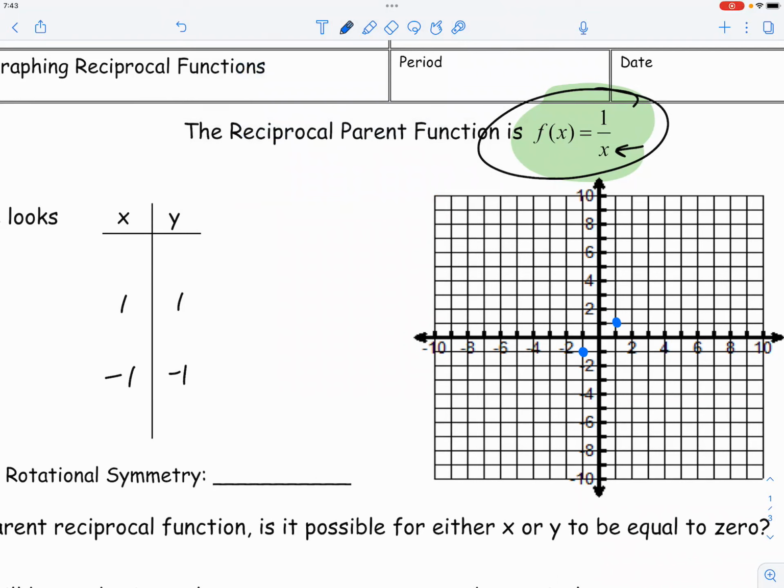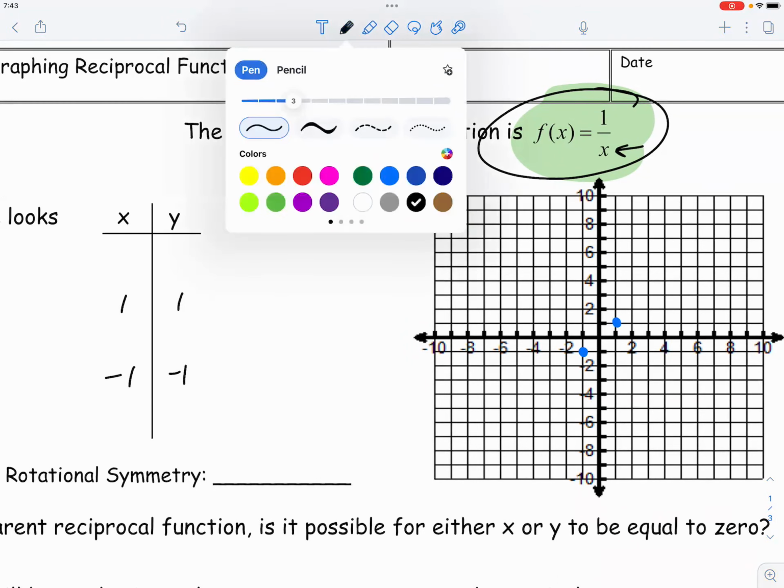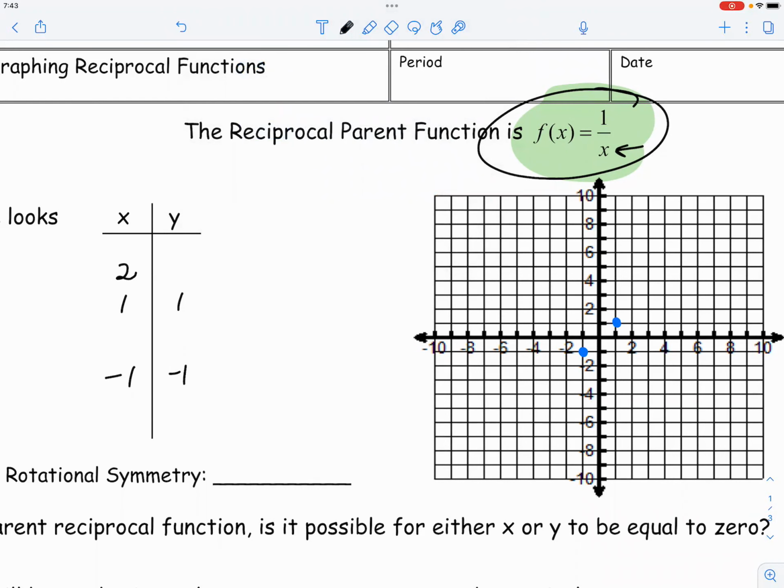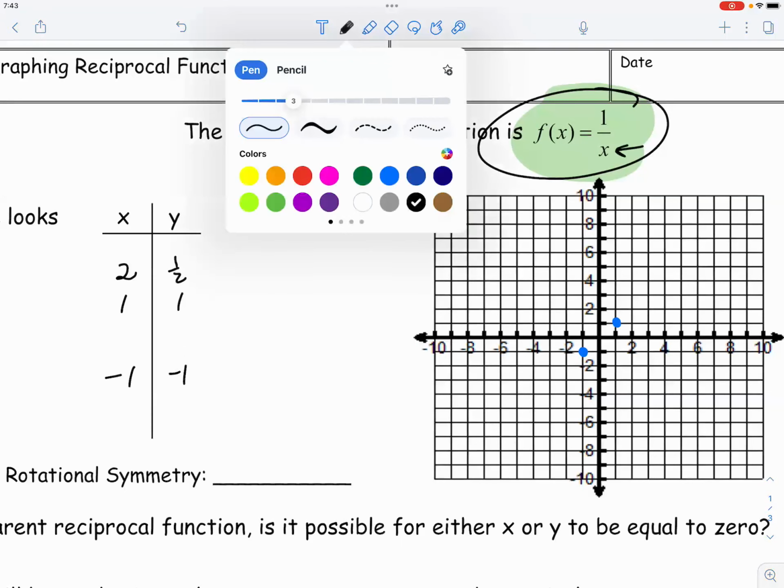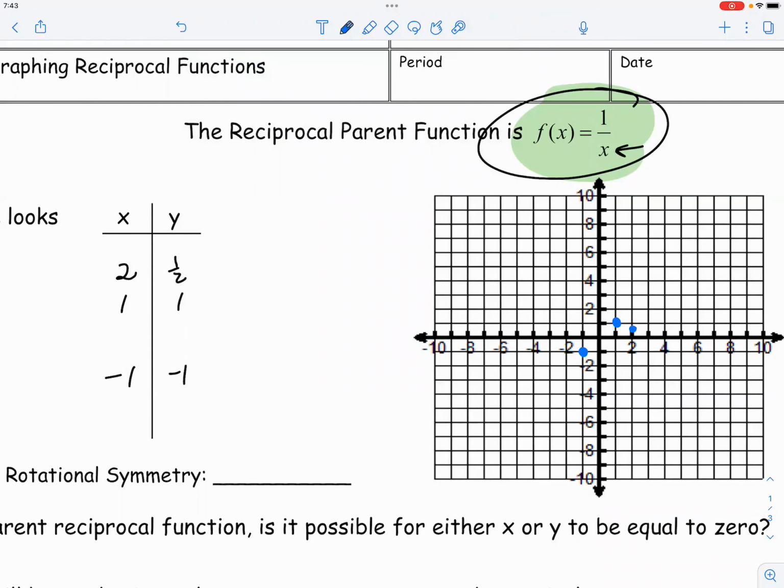All right. Now I'm going to ask you this. What about if x is 2? What's y? Y will be 0.5 or 1/2. Because x is 2, x is in the denominator. So if x is 2, then the y value will be just 1/2. Okay. What about x equals to -2? -1/2. So we will have -1/2 right here.